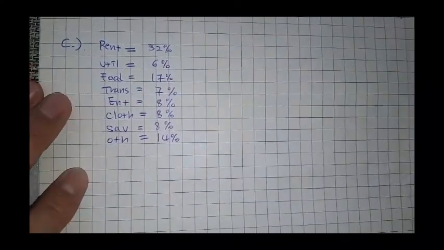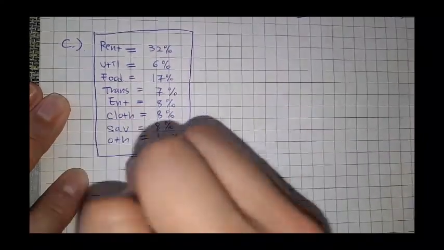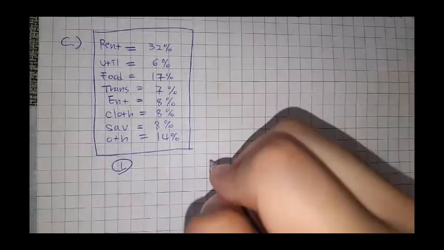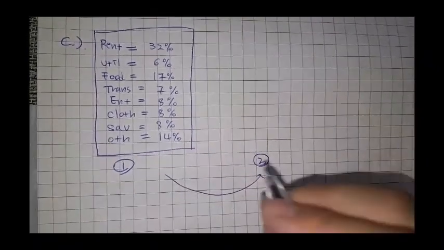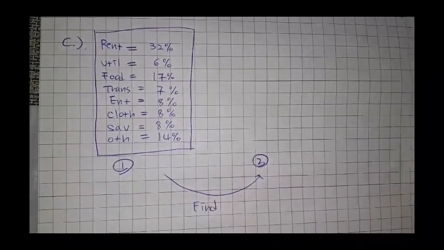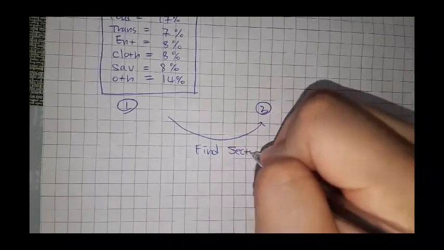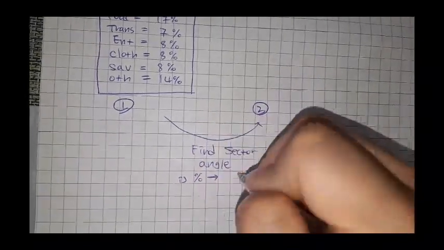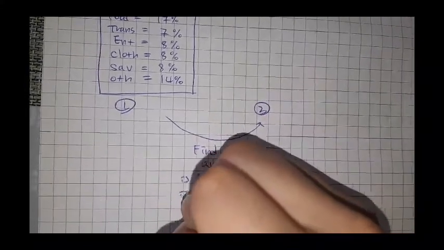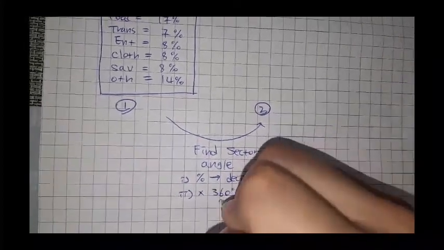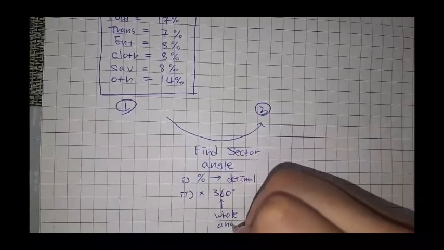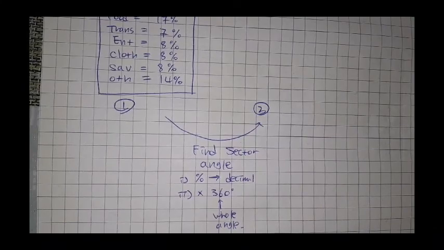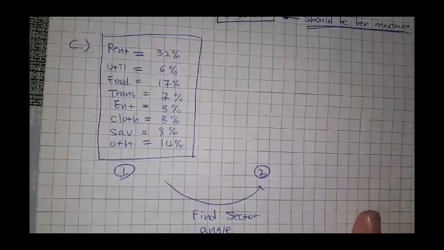Now, finding out the percentage, if you don't have a percentage, this is step number 1. Now, step number 2 is to find, and this is the name of it, the sector angle. The way that you can find a sector angle is, first of all, percentage you need to convert into decimal, and then multiply by 360 degrees, which is a whole angle. That will give you how big the piece of a pie or pizza is for each of the categories. So here's what you need to do.